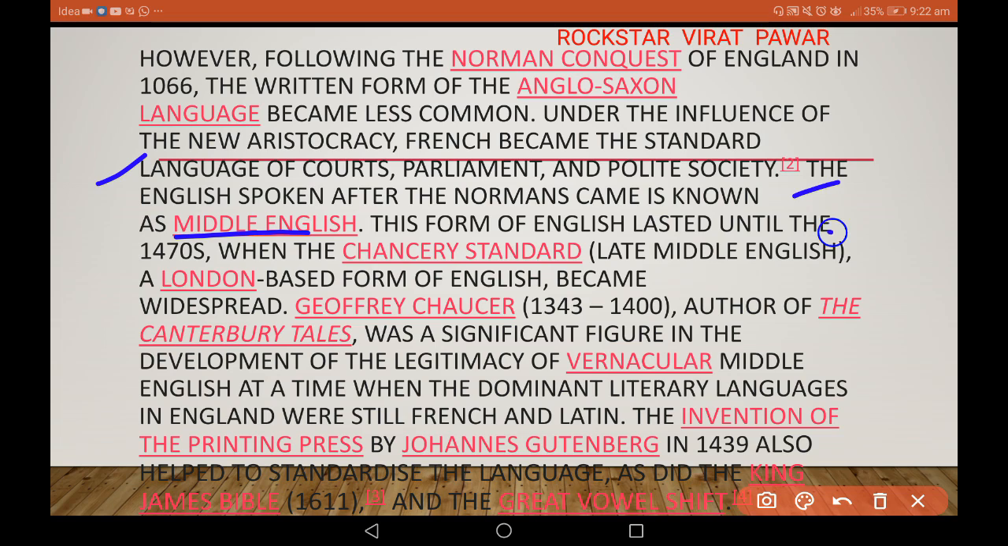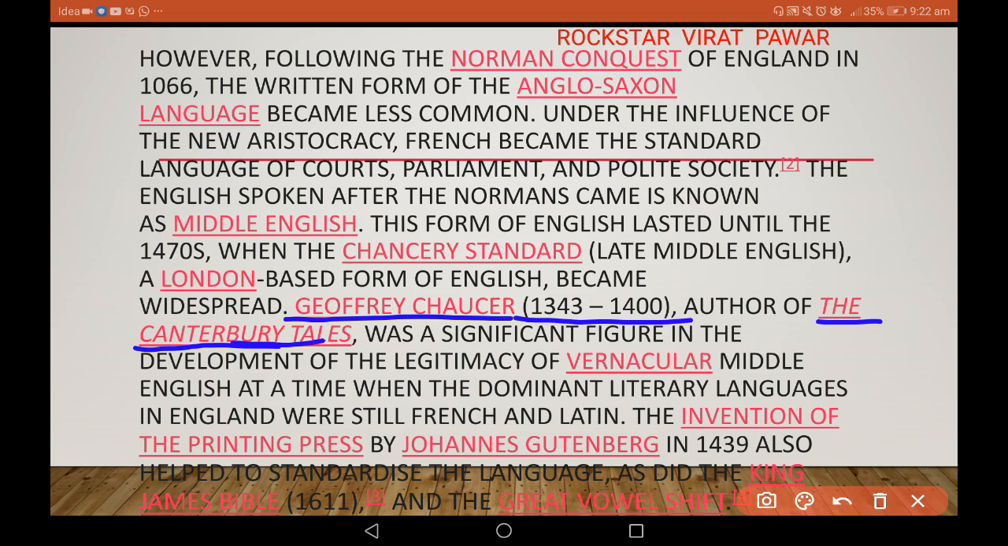This form of English lasted until the 1470s, when the Chancery Standard, Late Middle English, a London-based form of English, became widespread. The writer Geoffrey Chaucer, whose work was in the years between 1343 and 1400, is the author of the Canterbury Tales.